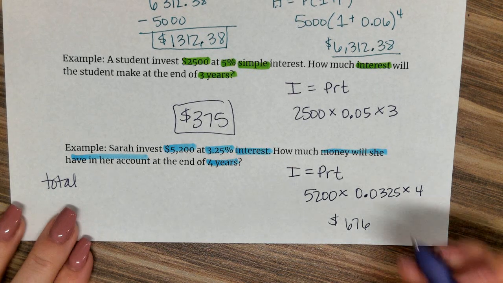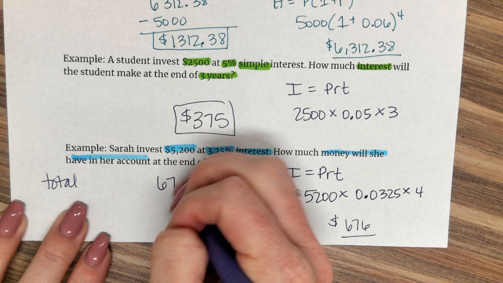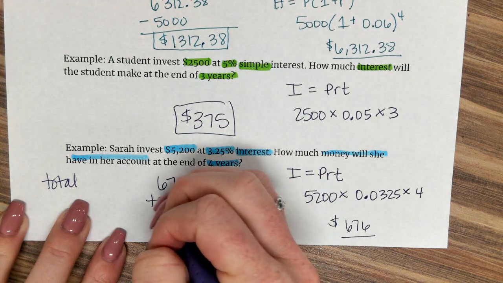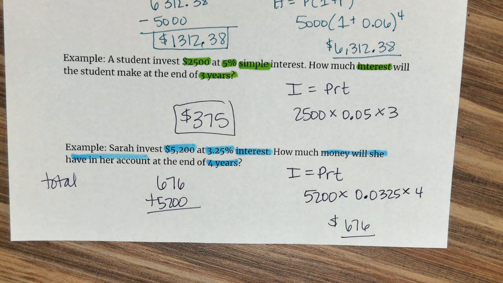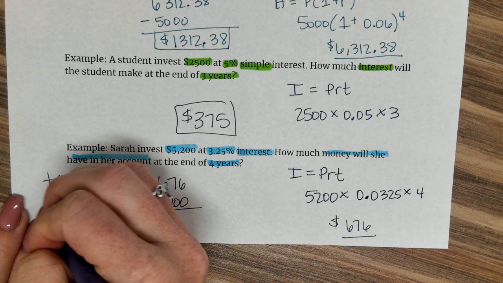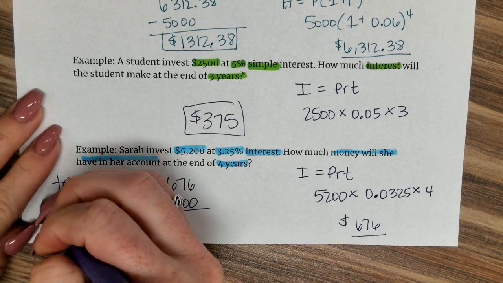So I'm going to take this amount and I'm going to add it to the amount she had in there originally, which is $5,876.